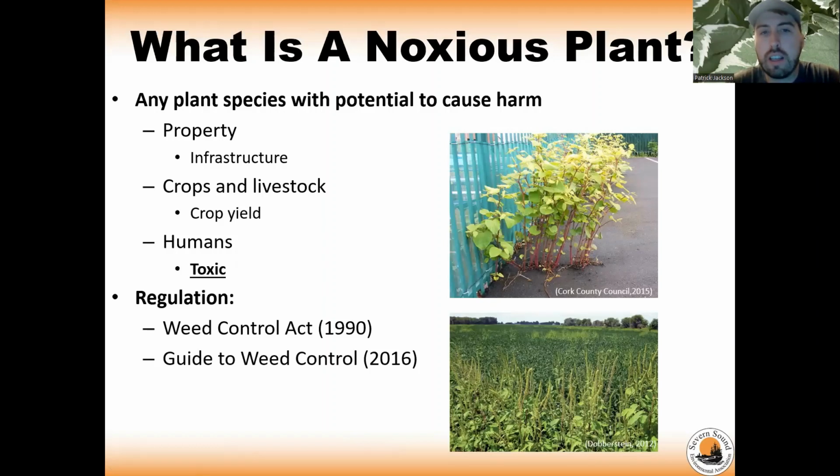Any plant species that can cause potential harm to property, crops, or livestock and humans are considered noxious. Today we're going to be focusing on the noxious plants which primarily cause humans issues, but certainly the other plants are important as well. All of these plants that are considered noxious are regulated under the Weed Control Act, and there's lots of great information within that act on best management practices, herbicide use, that sort of thing. So if any of you are very keen on trying to eliminate them, I would definitely recommend checking out those regulations.